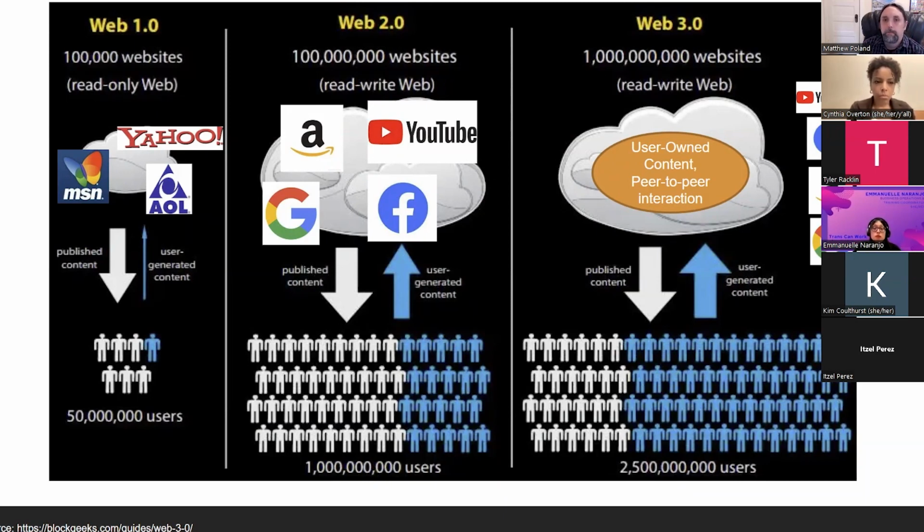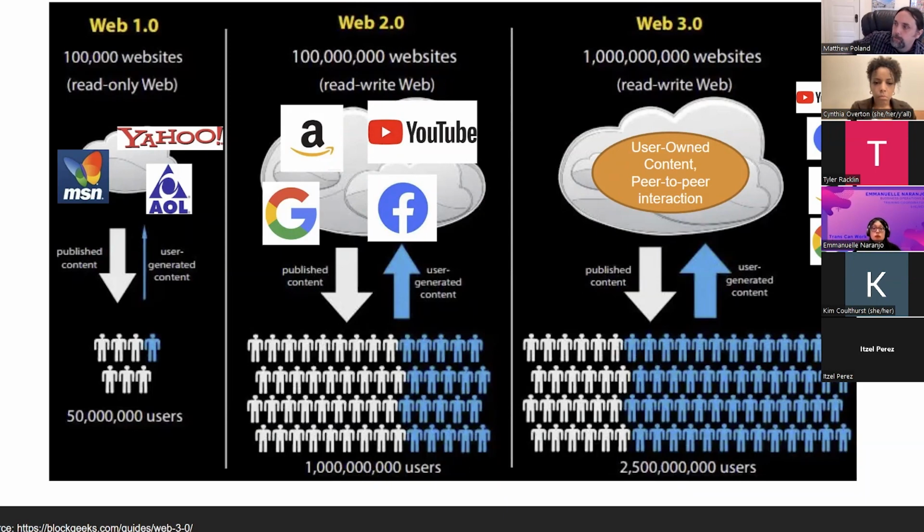Right now, if I make a meme and put it on Facebook, and I get lucky and it goes viral, Facebook makes a lot of money off ads on that. I don't make a dime. But in Web3, the idea is I should be able to own that if I created it, and I should be able to extract value from it as an owner.